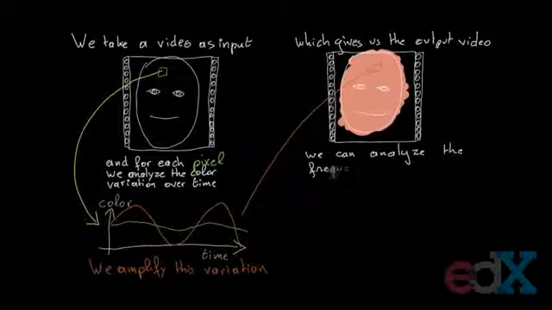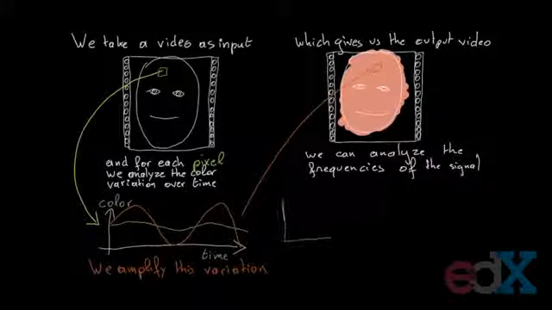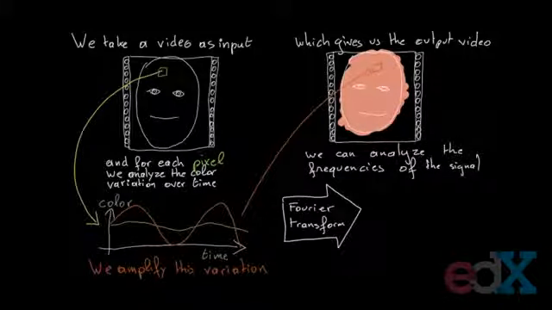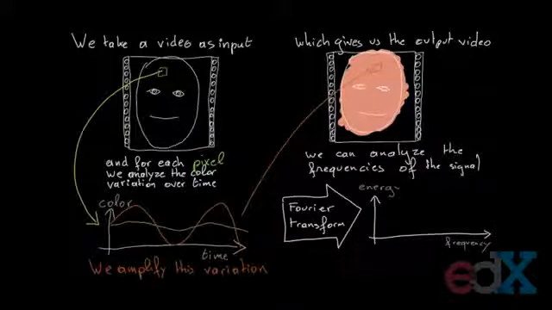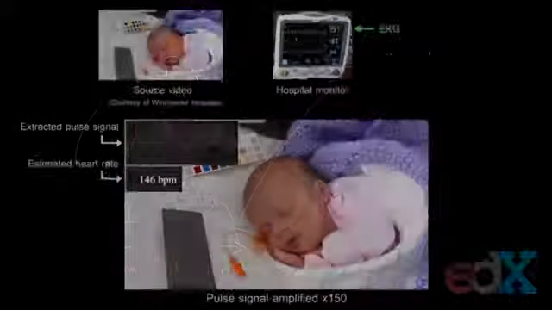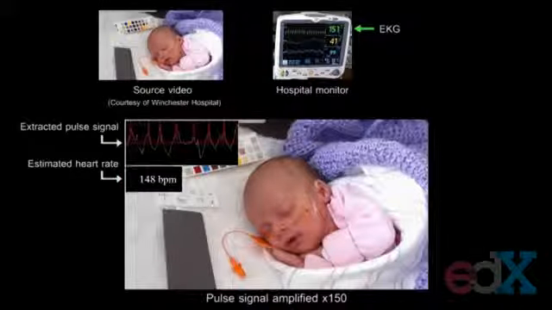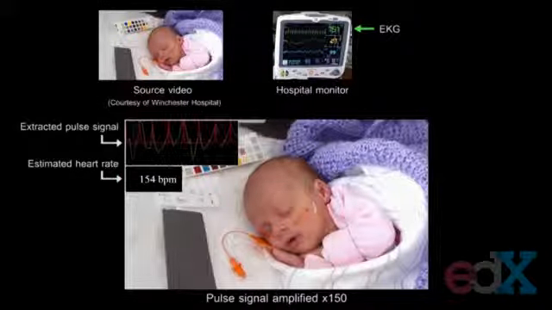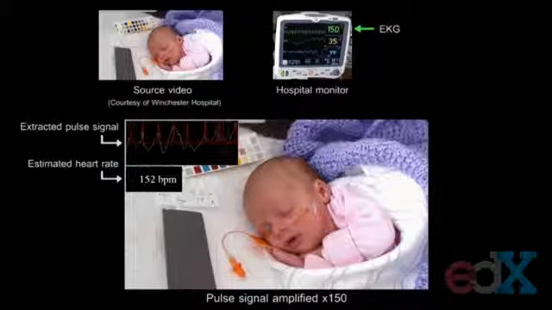Further, we can analyze the frequencies of the signal using a tool such as the Fourier transform, which for each frequency in hertz gives us the amount of energy in the signal. So in this case, it would be something like this, and typically there would be a big spike somewhere which can give us the heart rate of the person in beats per minute. We performed tests at a hospital, and the method proved as reliable as standard electronic heart monitors.